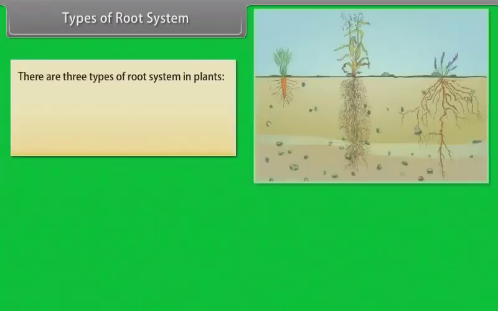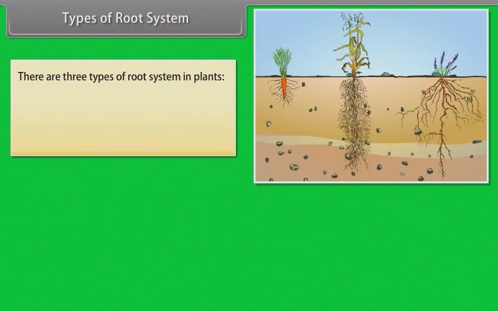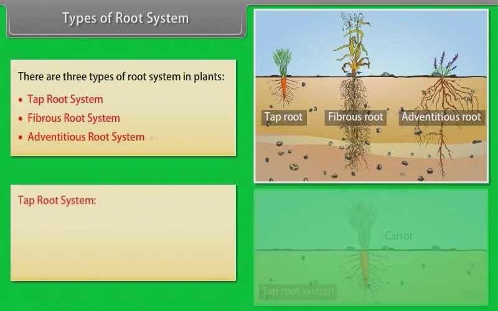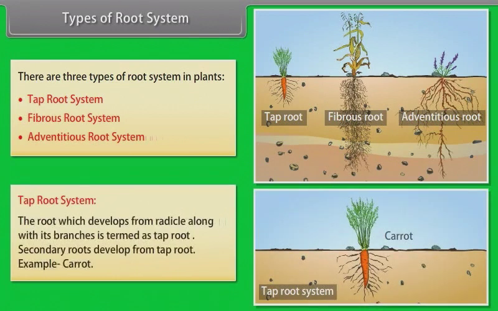Types of root system. There are three types of root system in plants: tap root system, fibrous root system, adventitious root system. Tap root system. The root which develops from radicle along with its branches is termed as taproot. Secondary roots develop from taproot. Example, carrot.